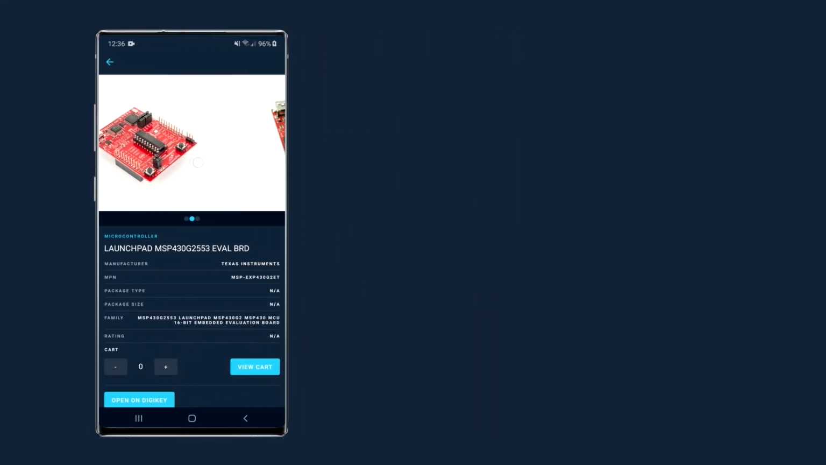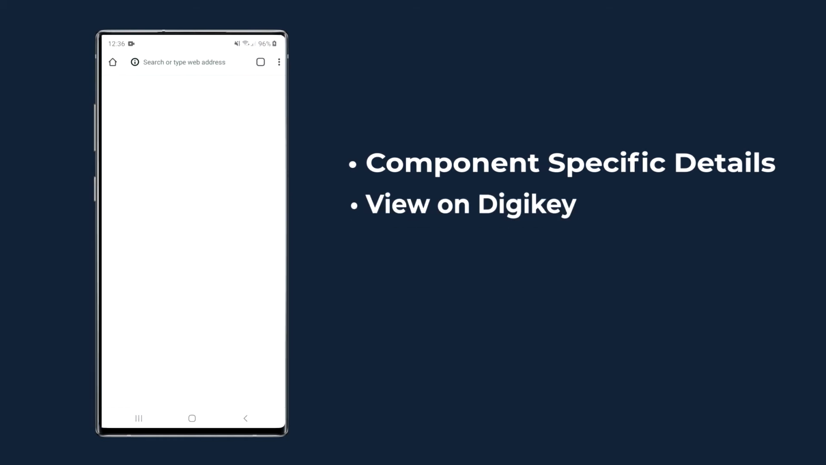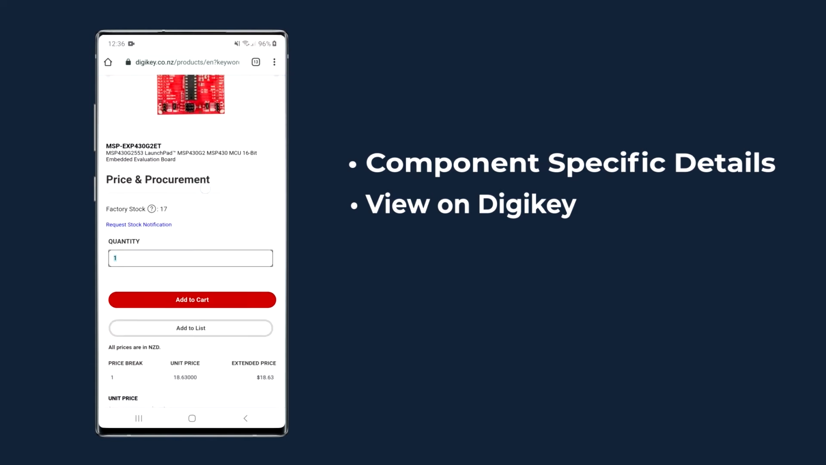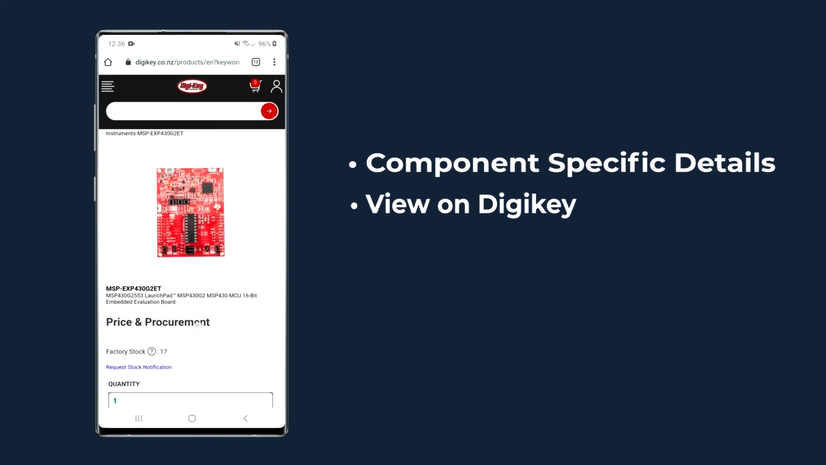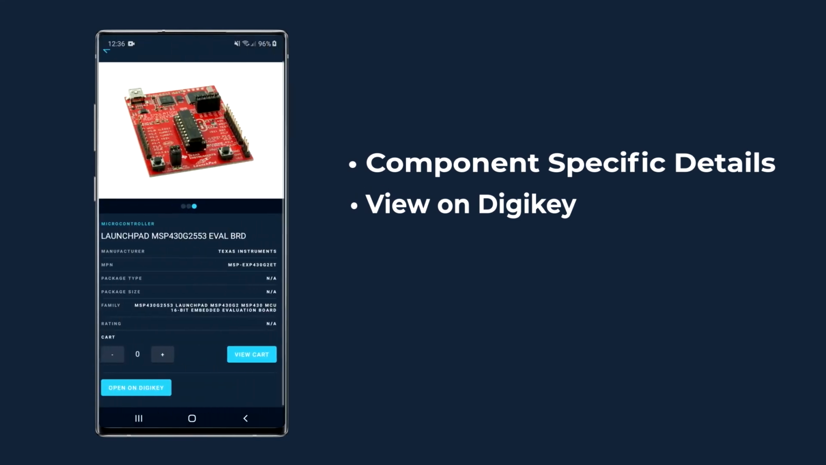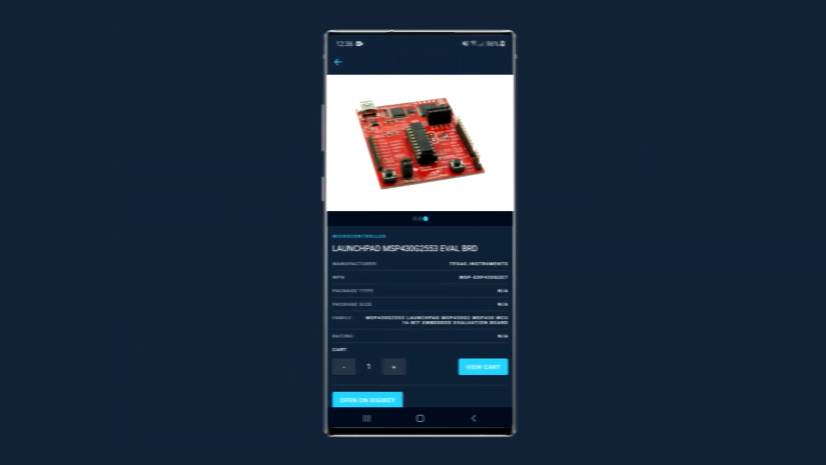The details shown are specific to each component type. For instance, a capacitor would have a capacitance attribute, whereas a resistor will have a resistance attribute. If you click on this link, it'll open up the corresponding DigiKey page, where you can browse relevant information about the component. You can also access the cart from here. However, we'll show that later.